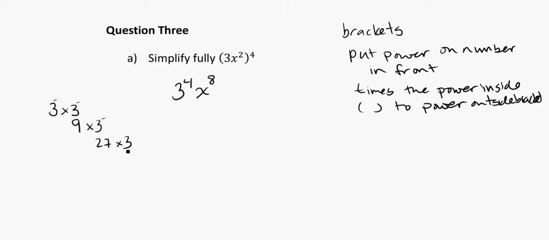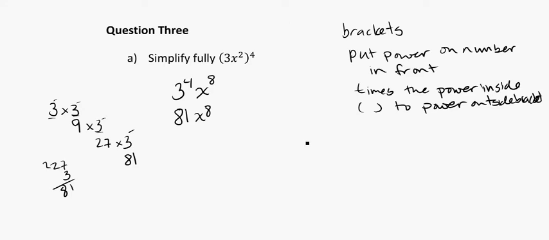If you're not sure, you can count it out. You can do it the long way, 27 times 3. Anyways, whatever method you get to, you'll get to 81. So again, that's using up 4 3's, 1, 2, 3, 4 3's, and you get an answer of 81. So this becomes 81 x to the 8th, and you're done.